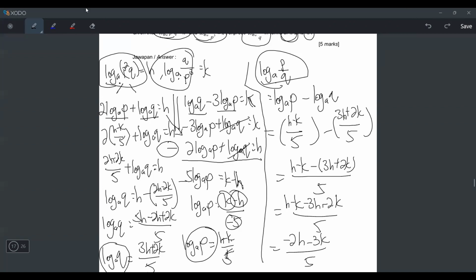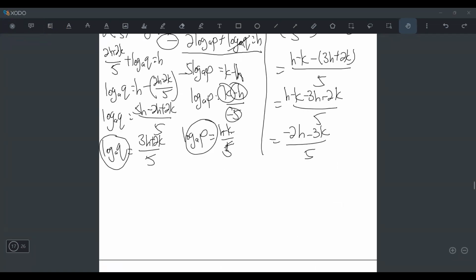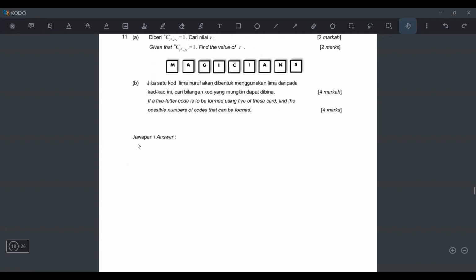All right, so that's the answer, because they want it in terms of H and K, right? So that's the answer. Okay, let's check with the scheme quickly. Yep, correct. Okay, let's go.